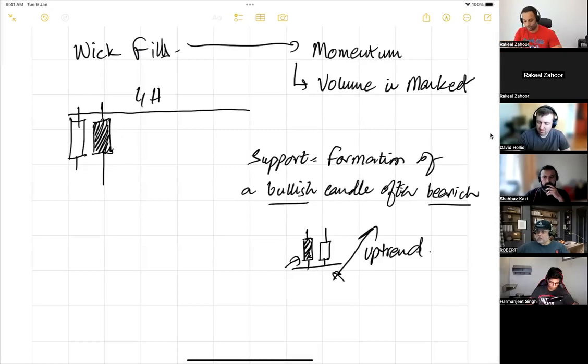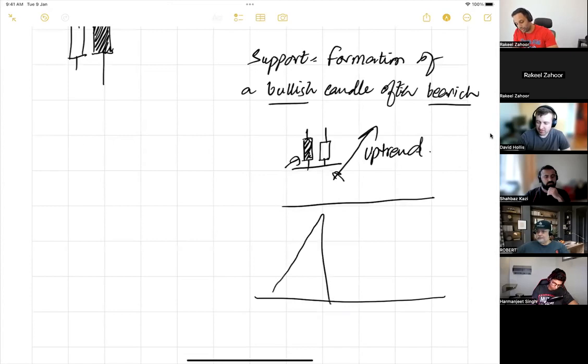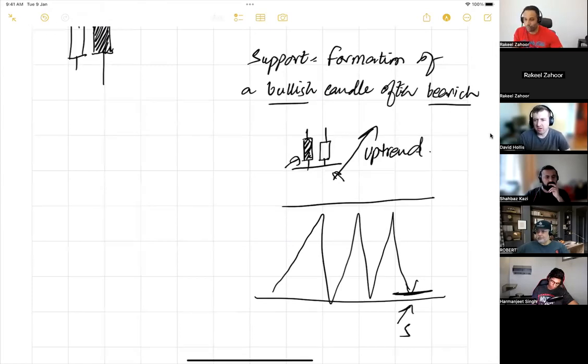Sometimes guys say, let's say we have a range, and price is moving up and down. What if we formed support right over here? S for support. Why can't we take a buy? Let me rephrase that. What's going to be the condition for you to take a buy if price forms support in a range?